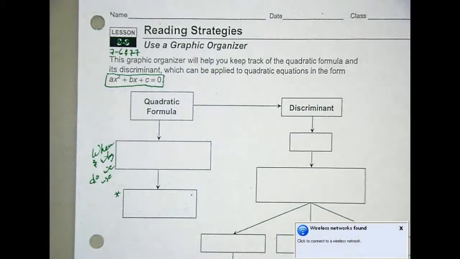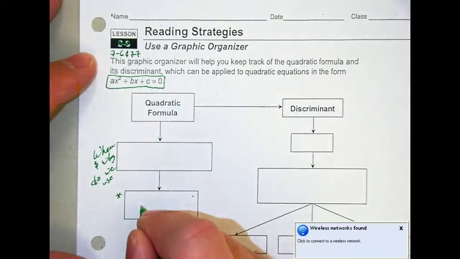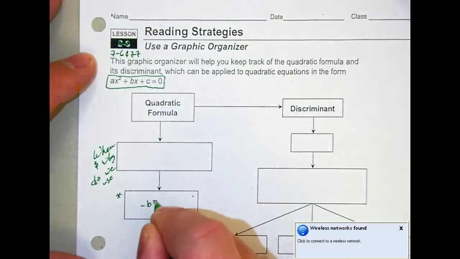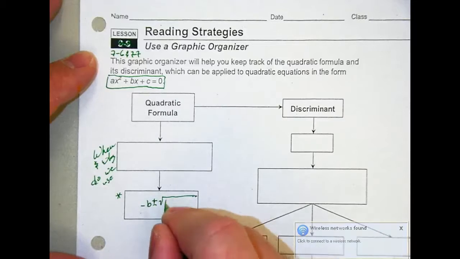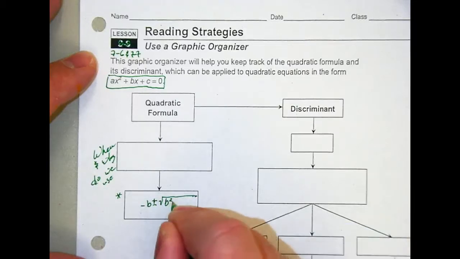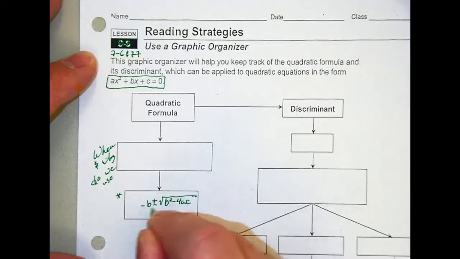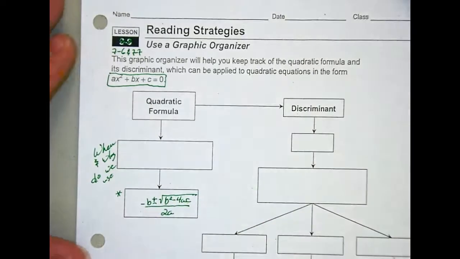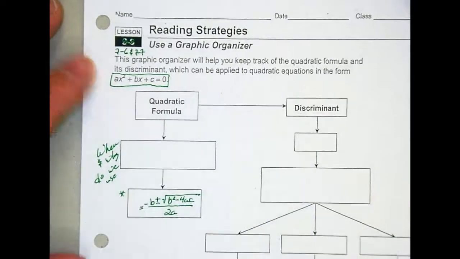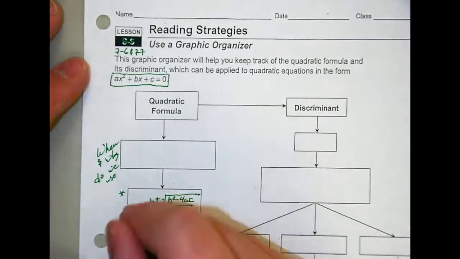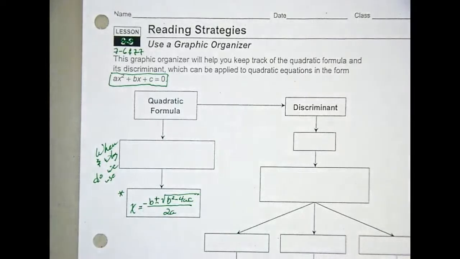Jaden? Negative b plus minus the square root of b squared minus 4ac over 2a. All over 2a. Okay. What equals that? Good job. So this all equals what? Yeah, good. That all equals x.